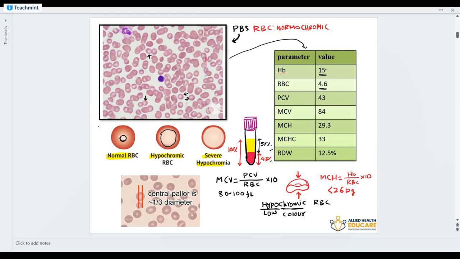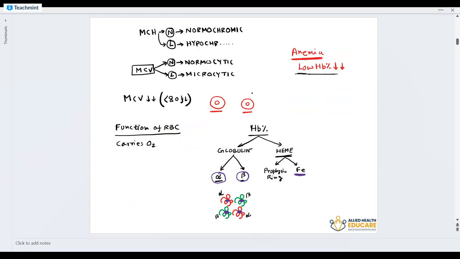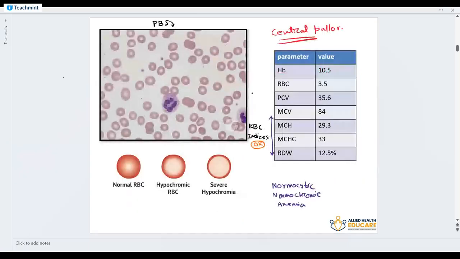So in this picture, it is determined that the blood picture is absolutely normal. So there is no problem at all. Now move to the next slide. This is the next slide.